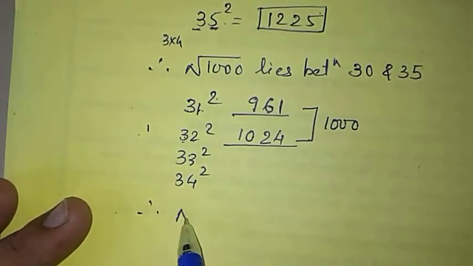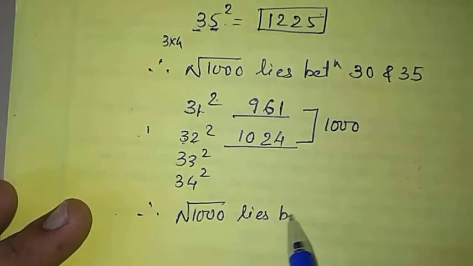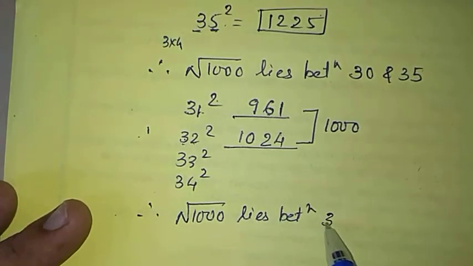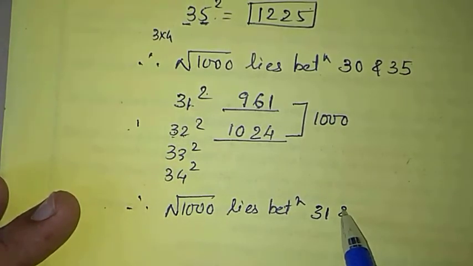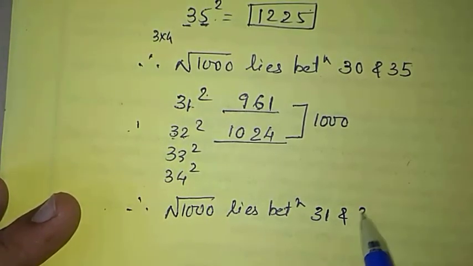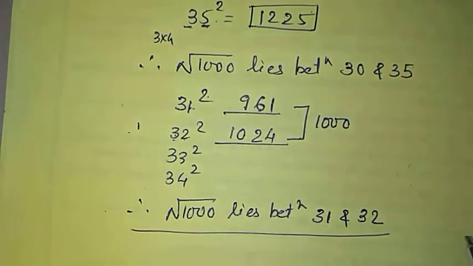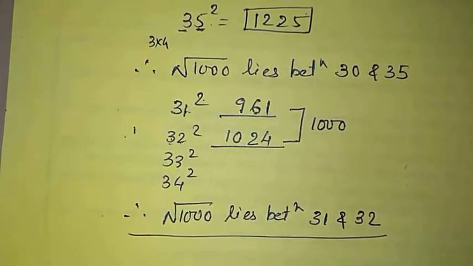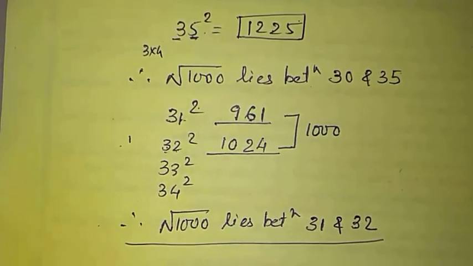Therefore we can write that the root of 1000 lies between 31 and 32. This is the estimate. Clear? We can take many more examples, but we will solve them in our exercise 6.4. Hope this much is clear to you all.